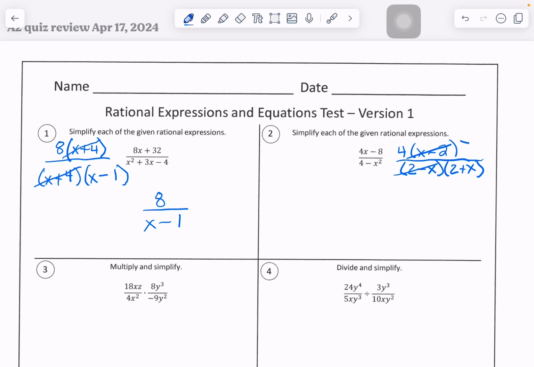That becomes negative 1. And you can put it in the numerator, right? So now you have 4 times negative 1, which is negative 4, over 2 plus x. Right? Or you could write it as negative 4 over x plus 2. Or you could put it in the denominator, and then you'd have 4 over, and remember, then you'd have to distribute to both, and you'd have negative x, negative 2. Okay, so there's a lot of different ways you can write that answer.